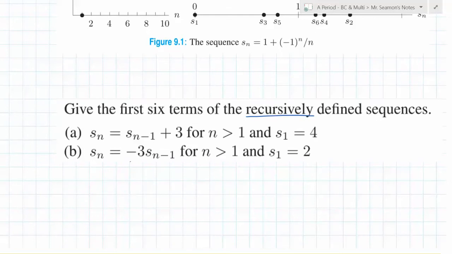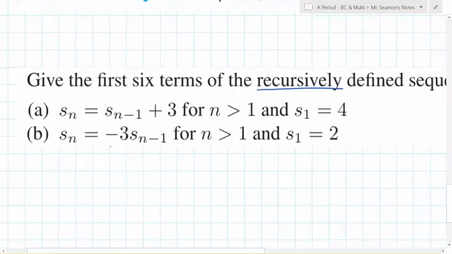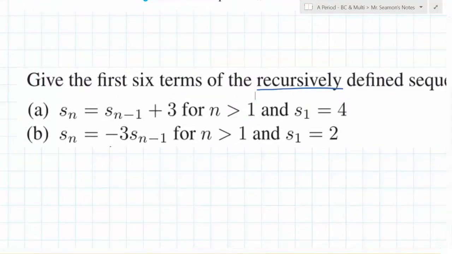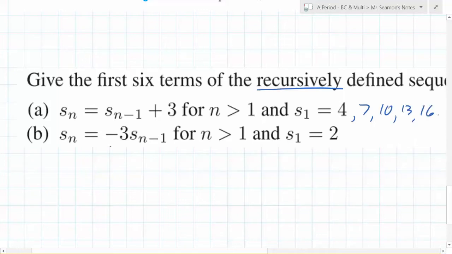You need previous terms. So do this for me. Write the first 6 terms of both of those. Anybody have the first one? What do you have for A here? It's going to go 4, then what? Yeah, 10. It's a line, right? We have a linear recursion. Nice. What about the next one?